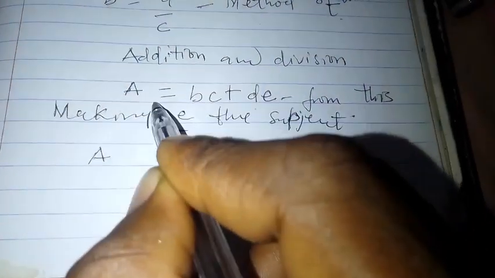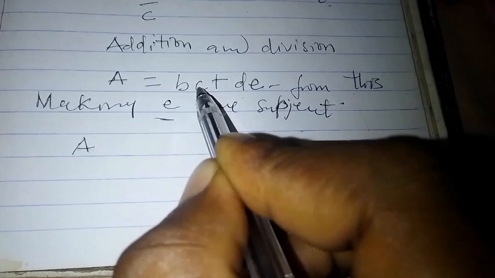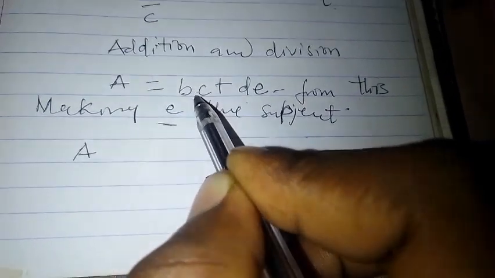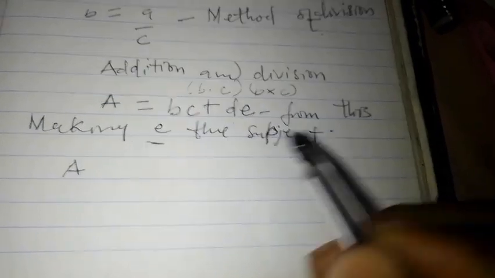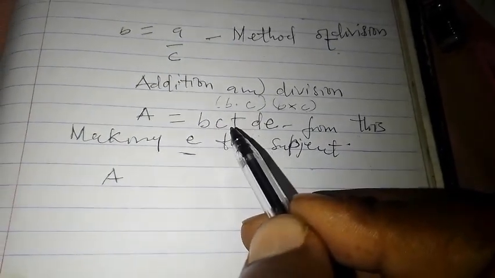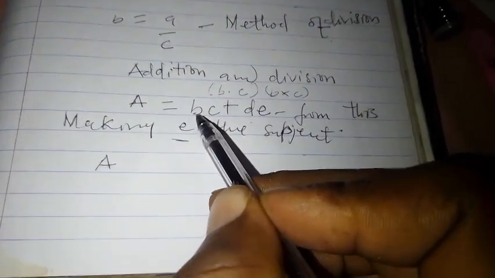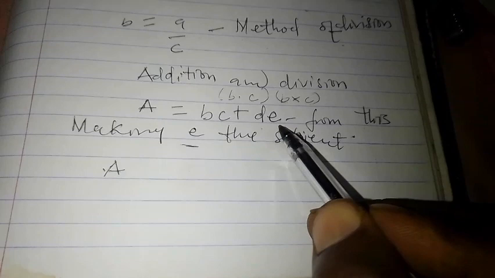So A here, BC moves to the other side. When you see BC or any letters without any sign in between, it means that there is a multiplication sign there. So this can also be written as B dot C, which means B times C. Dot means multiplication in mathematics. So we group like terms, but these are not like terms, so we shift them. That's what I mean by arrangement.